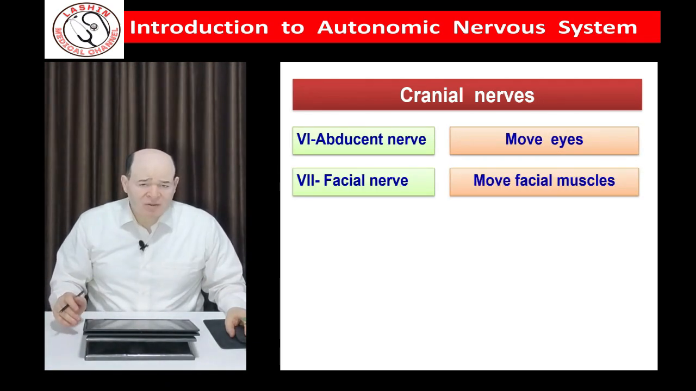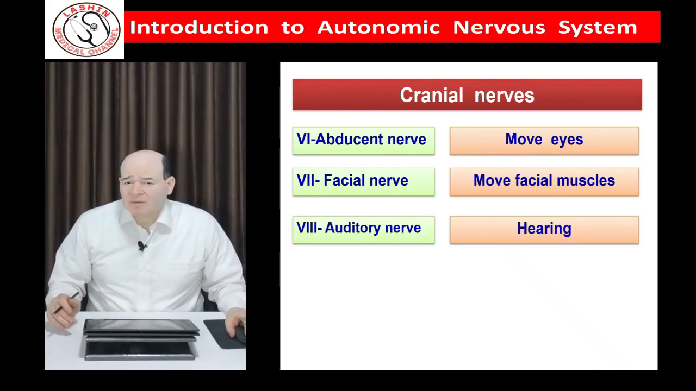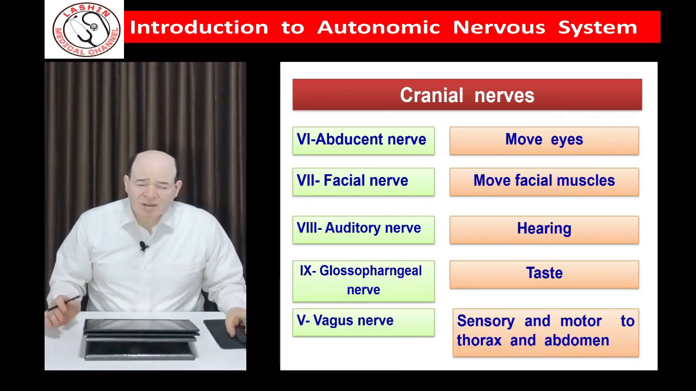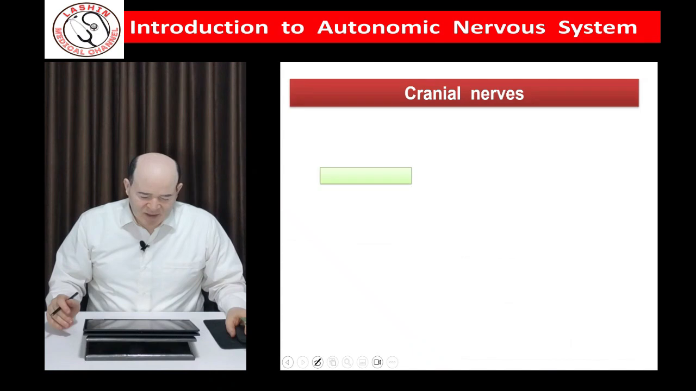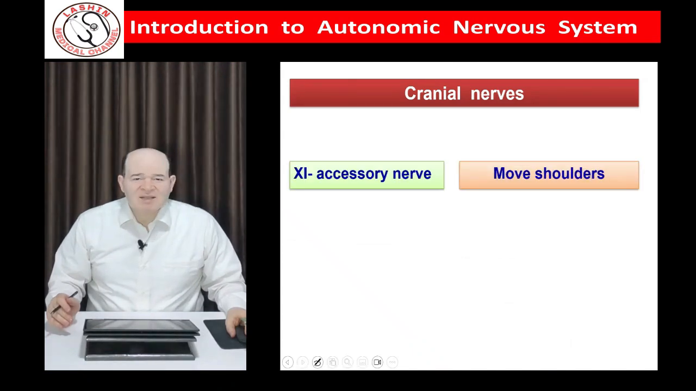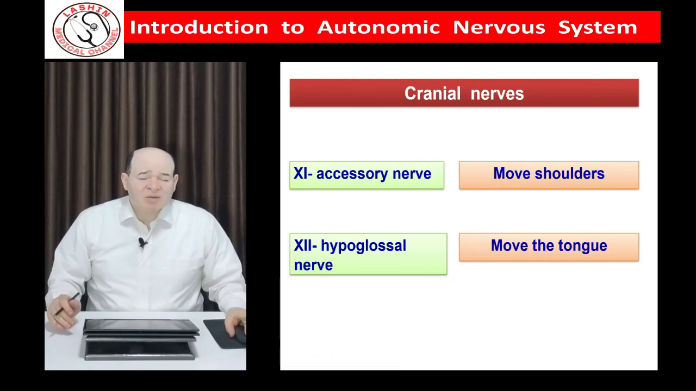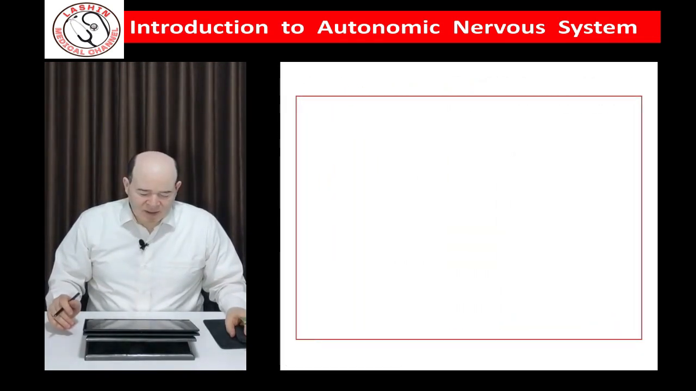The facial nerve, number 7, is responsible for moving most of the facial muscles. Number 8, auditory nerve. It is responsible for audition. Number 9, glossopharyngeal nerve, responsible for taste and many other functions. Number 10, vagus nerve. It has many sensory and motor functions in the thorax and in the abdomen. The 11th nerve, the accessory, it moves the shoulders. The final is number 12, the hypoglossal, which moves our tongue. This is a simple idea about these nerves.